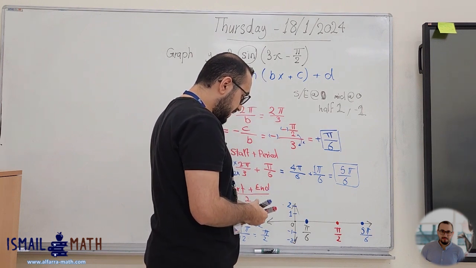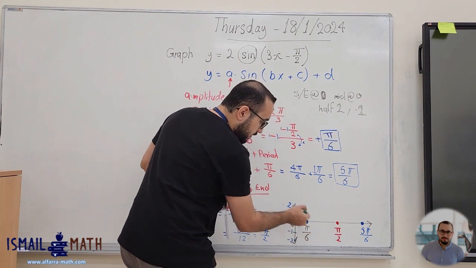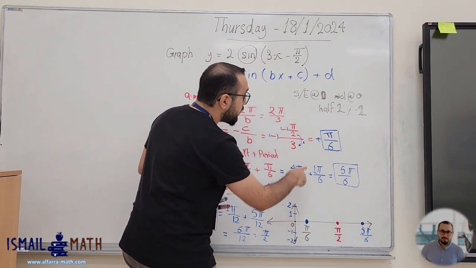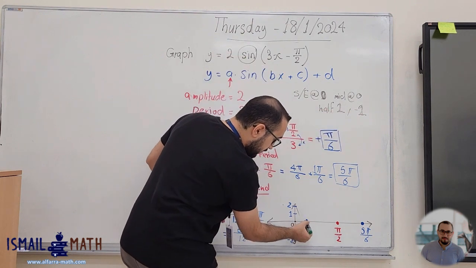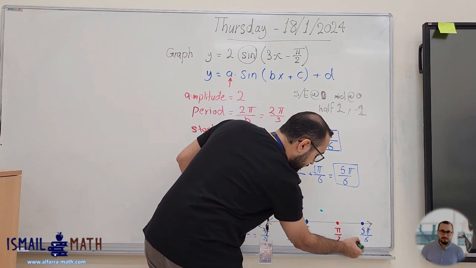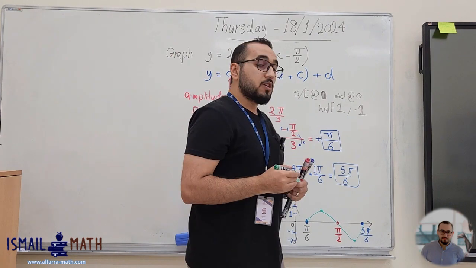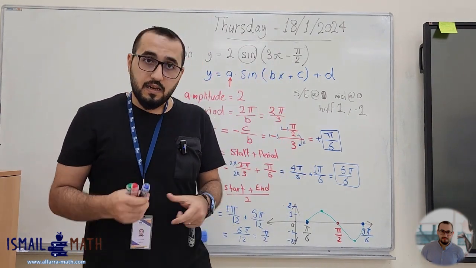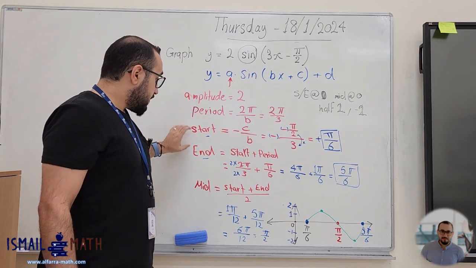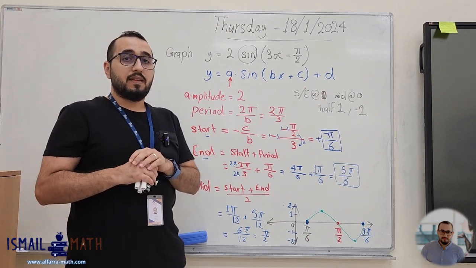Now, if I need to graph my function, let me draw it in the green one. The start point is this one, the middle point is this one, and the end point is this one. Now I need 2 and -2. The first half should be 2 and the second half should be -2. Now my function will be like this. So this is how we can graph sine trigonometric functions following this rule: amplitude, period, start, end, midpoint, put the points, graph between them, and that's it.